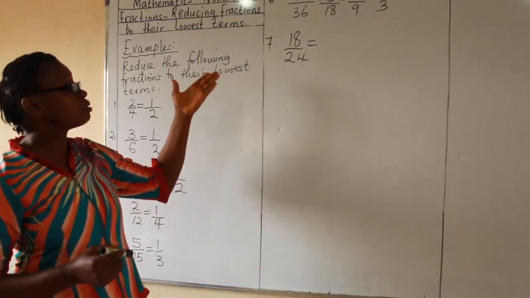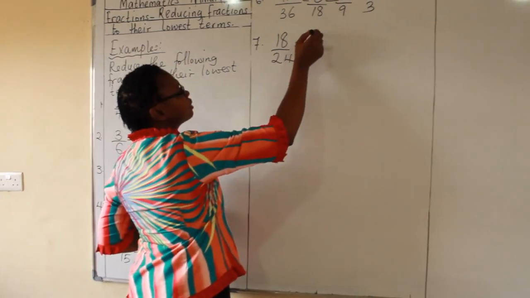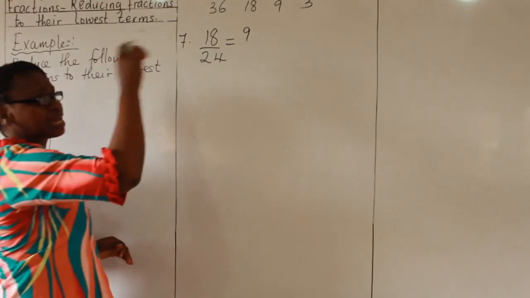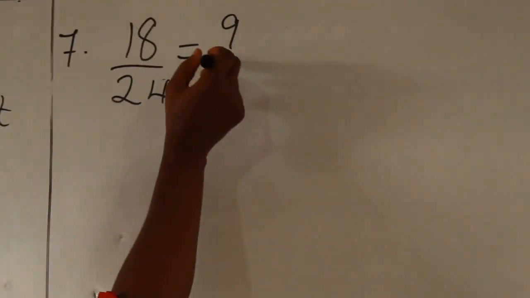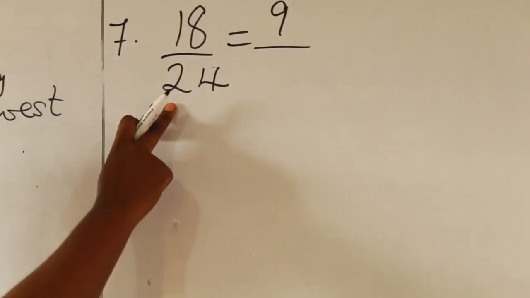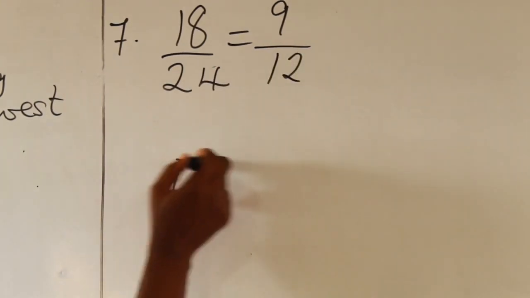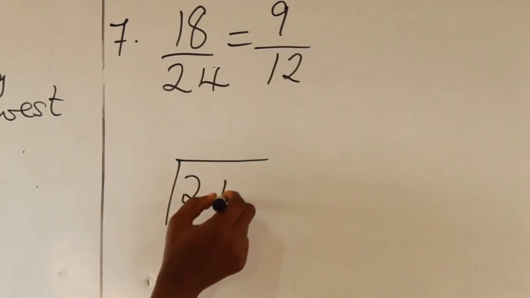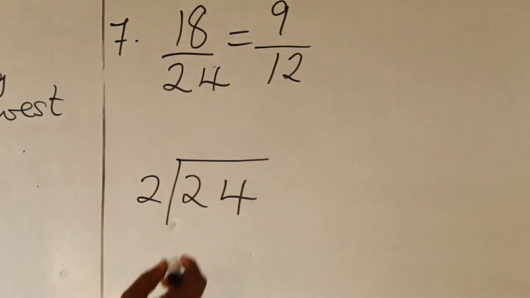So, recall, how many times will you get 2 from 18? We have it 9. 9 times 2 will give us 18. And then how many times will you get 2 out of 24? We have it 12 times. Even if you want to use a long division method to show it, I know those of you that are very fast, you'll get it.